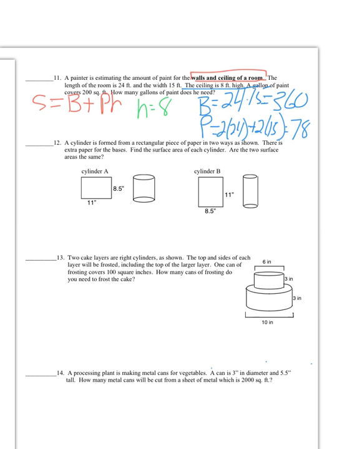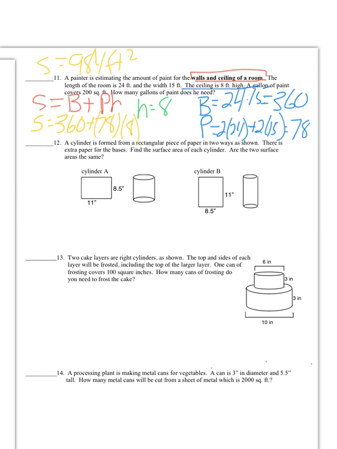So then we just have to plug into our equation, and we get S equals 360, which is big B, plus P, which is 78, in parentheses, times H, which is 8. So S, when you calculate that, ends up being 984 feet squared.